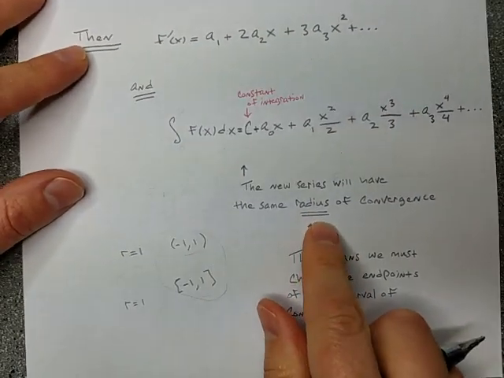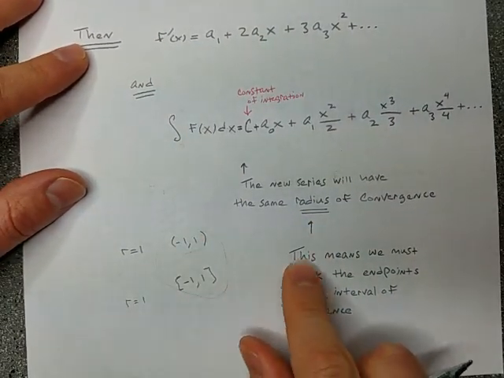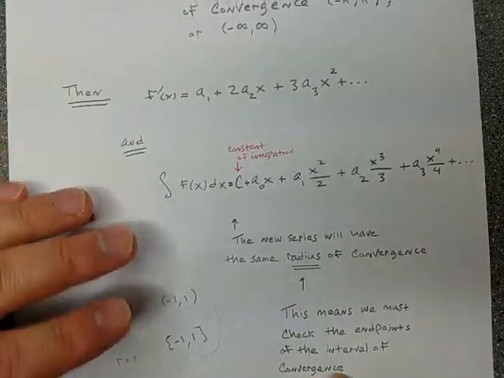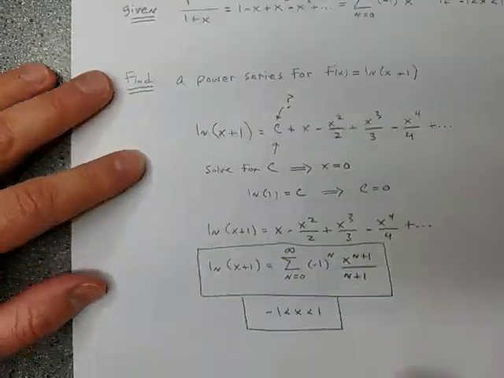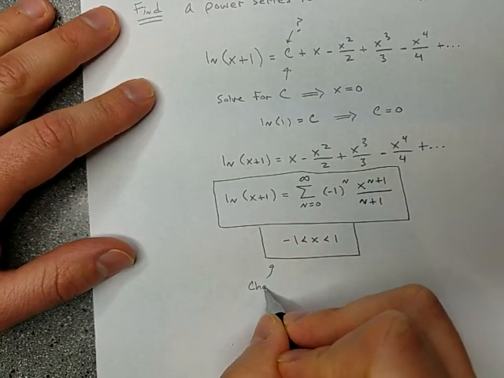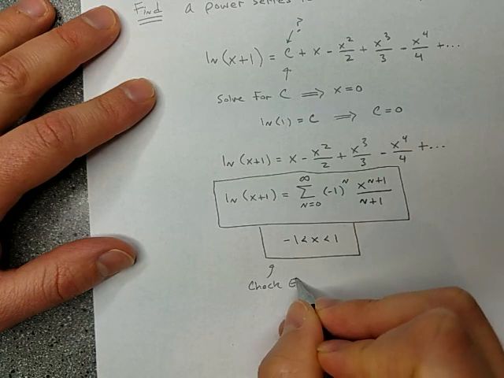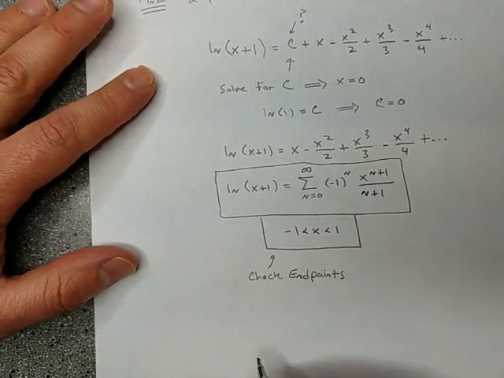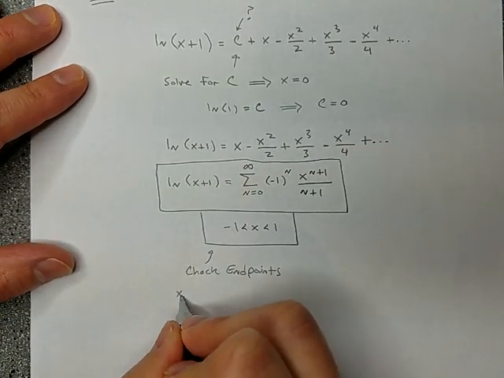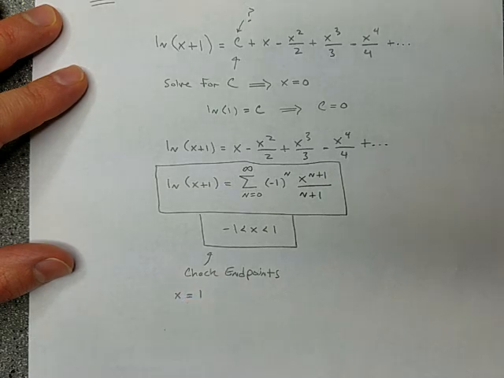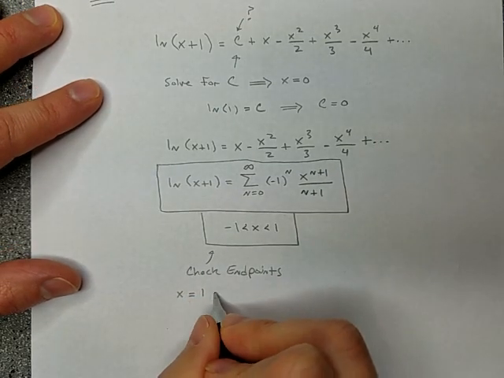It doesn't mean the interval is the same, and this means we have to check the endpoints whenever we develop things like this. All right, so we've got to check those endpoints. In order to check the endpoints, on a case-by-case basis, I have to see, does this series converge if x is 1? Maybe it does.